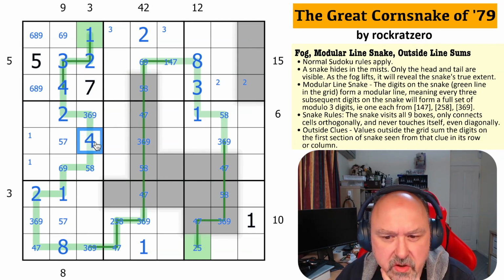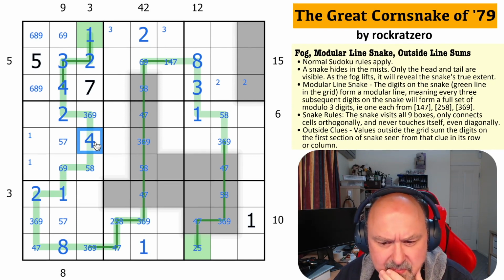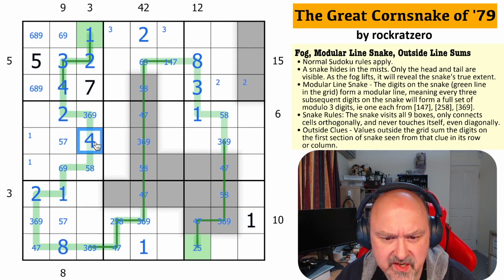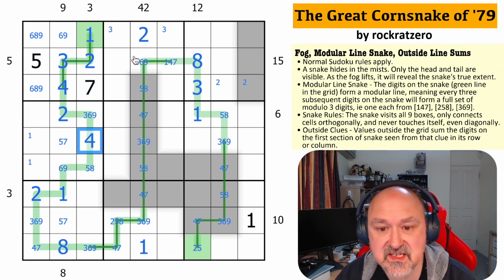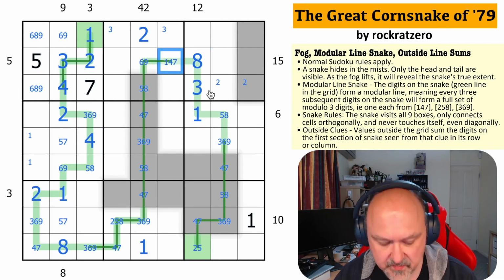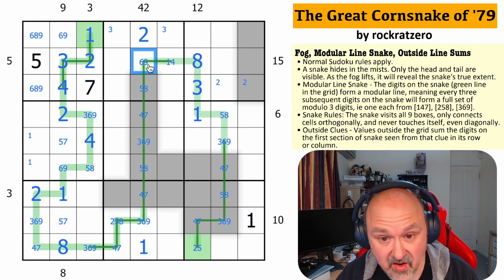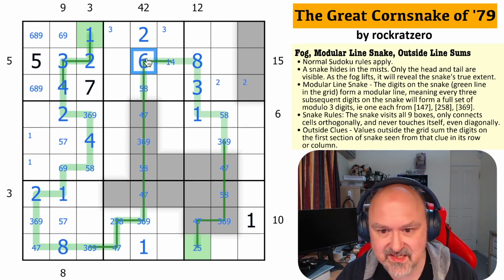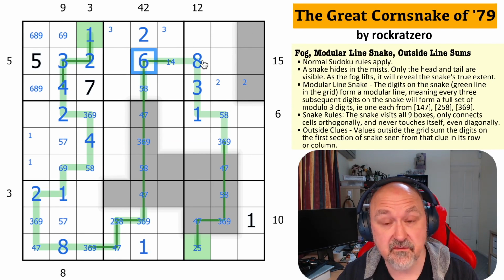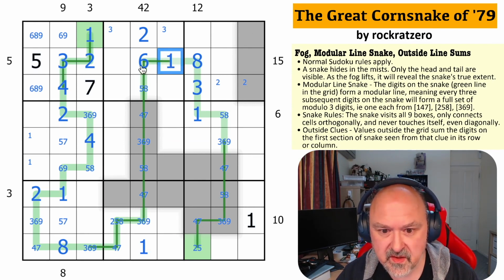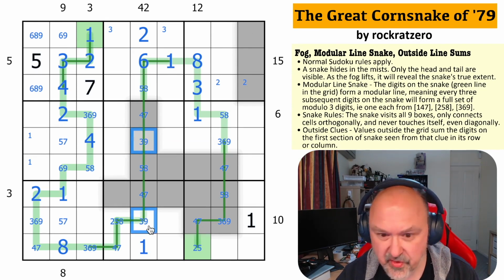So the modular line and the snake aren't going to help me anymore. I've got all the modularity and I've got the whole snake. It's now just Sudoku and the totals. Right, the totals. This has to sum to 15. So if this is a 7, I've already hit 15. That'd have to be a 0. It's not a 7. If this was a 9, I've already hit 17. That's way above 15. This is a 6. 6 and 8 is 14. That's a 1. The 6 takes the 6 out of both of those.